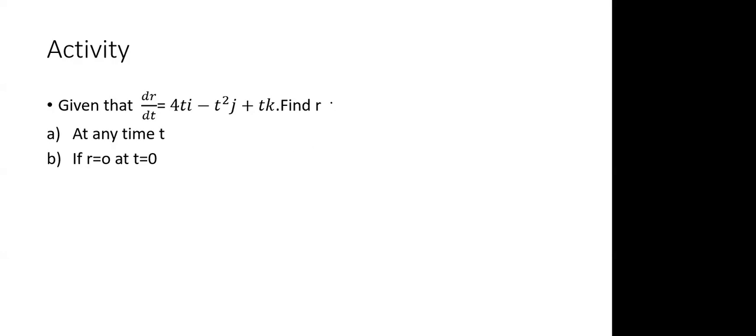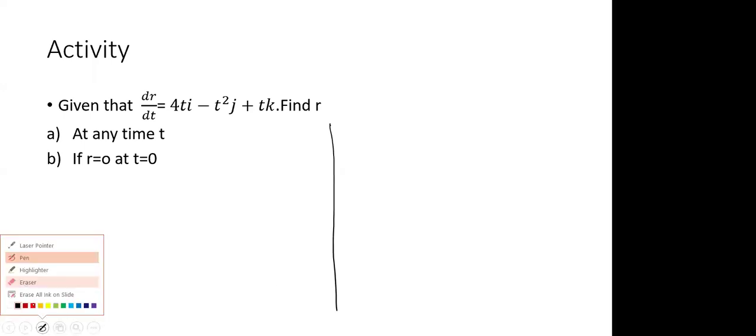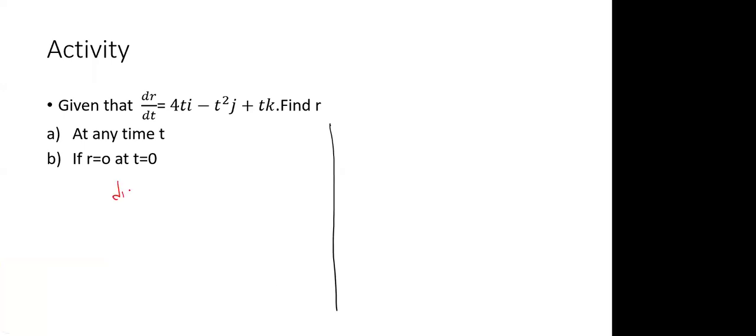Now from the question, they have given us our dr dt. So they are telling us that dr dt is equal to 40i minus t squared j plus tk. i is a direction, which is equivalent to x. j is a direction equivalent to y. And k is also a direction equivalent to z.